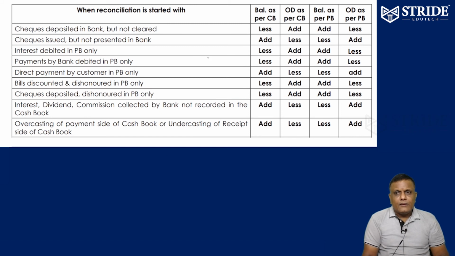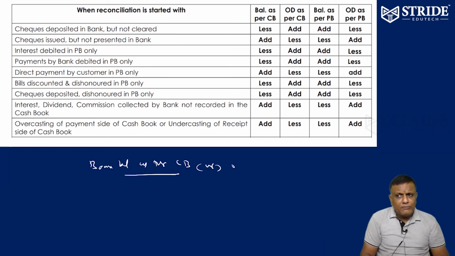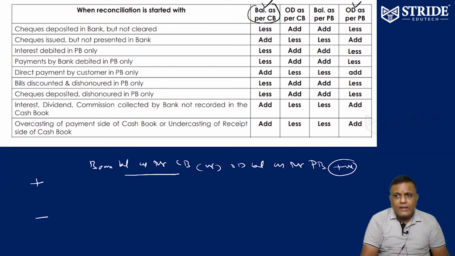Let's see. Bank balance as per Cashbook, starting point. Now, what is the one more name? We have one more name for bank balance: OD balance as per Passbook. Both are the same. I am going to treat this one as a positive figure. Right? What are the items to be added? What are the items to be subtracted? Fine. So here my point of concern: bank balance as per Cashbook and OD balance as per Passbook, both are the same.